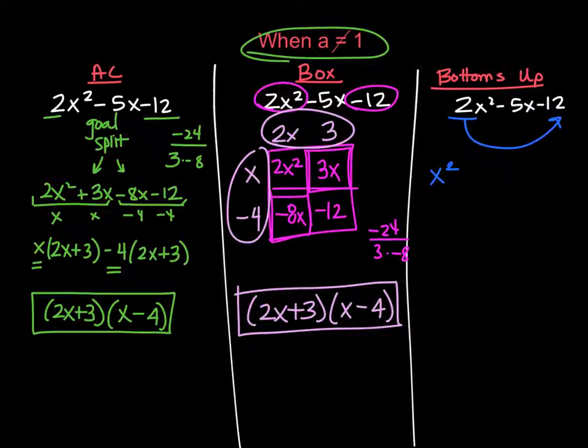So my problem is now going to be x squared minus 5x minus 24. So now I'm going to pretend like this is my current problem, my x squared minus 5x minus 24.